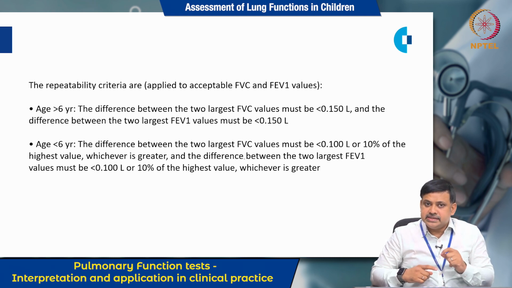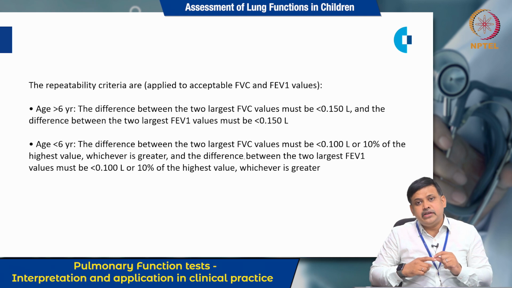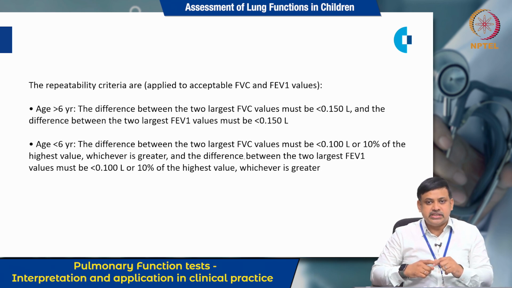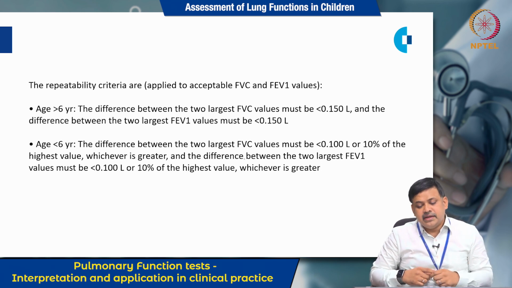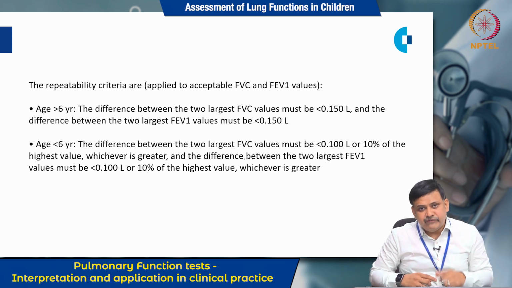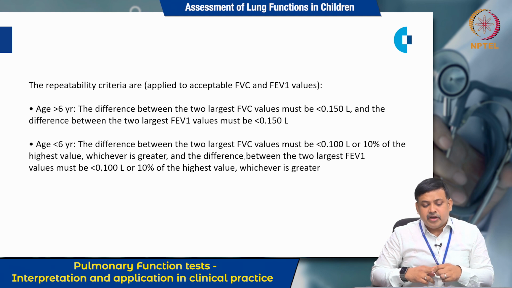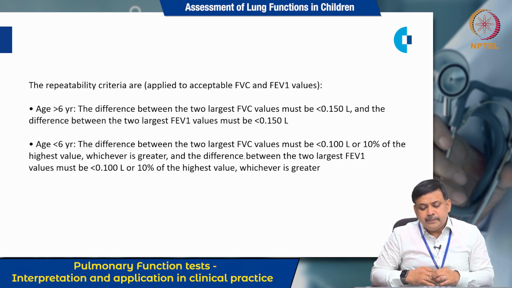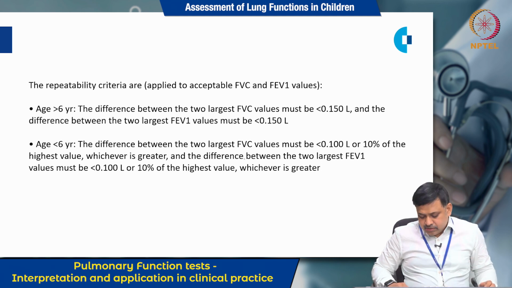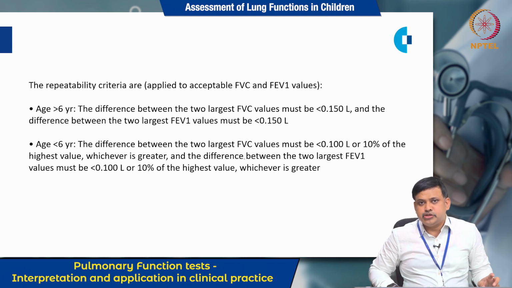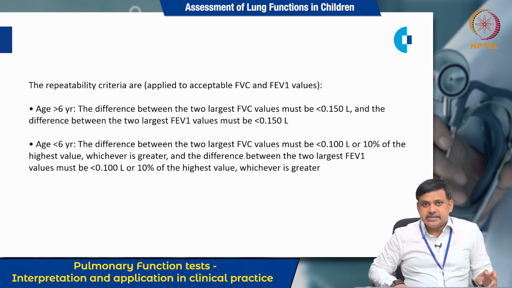For children aged less than 6 years, the difference between the 2 largest forced vital capacity values must be less than 0.100 liter or 10% of the highest value, whichever is greater, and the difference between the 2 largest FEV1 values must be less than 0.100 liters or 10% of the highest value, whichever is greater. Both of these must be fulfilled before the interpretation should begin.